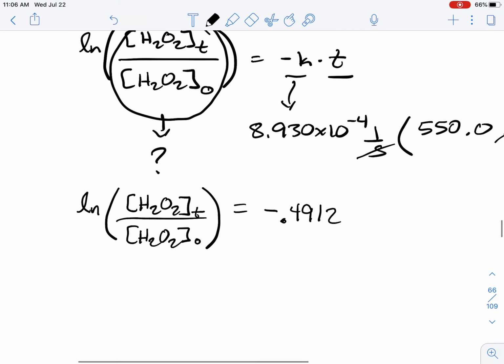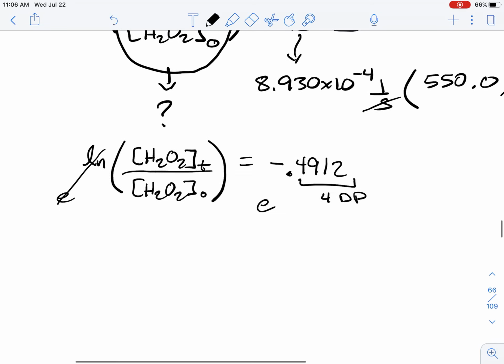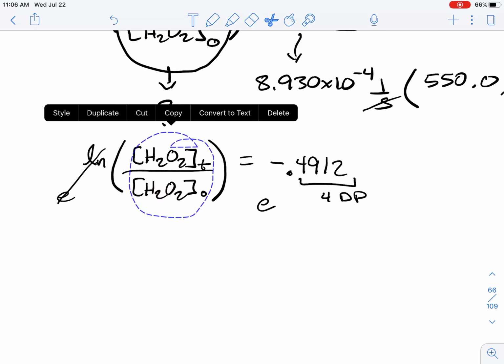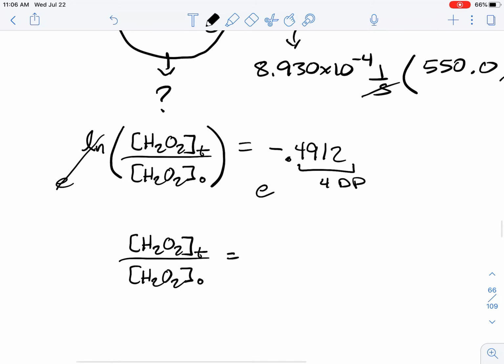Okay. And so to solve for the ratio, we're going to e both sides. Since there are 4 decimal places, we're going to record 4 sig figs. So I'm just going to go ahead and copy this right here. If you plug this into your calculator, you're going to press natural log or second natural log to bring up the e function. Then you're going to type in negative 0.4912, and that's going to give us 0.6119.